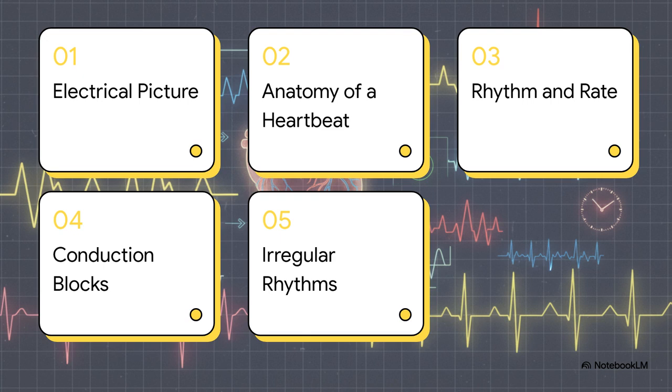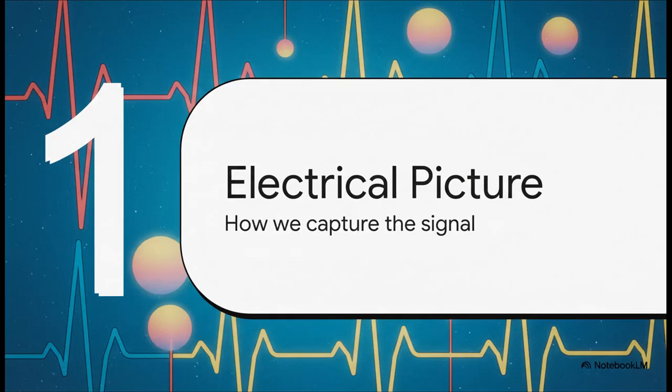So, here's the game plan. We'll start with how we even get this electrical picture in the first place. Then, we'll zoom in on a single heartbeat, break it down into its core parts. After that, we'll learn how to measure its speed and rhythm. And finally, we'll get into the really interesting stuff, what happens when that signal gets messed up. Sound good? Let's go. All right, first things first, let's get our heads around what an ECG actually is.